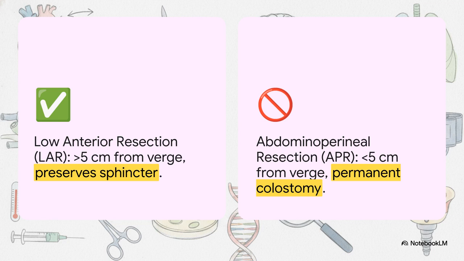Here's why that 5 centimeter mark is the magic number. Tumors situated 5 centimeters or more above the verge allow for a low anterior resection, which importantly preserves the anal sphincter. But if the tumor sits under 4 to 5 centimeters, it mandates an abdominoperineal resection, meaning the patient will require a permanent end colostomy.